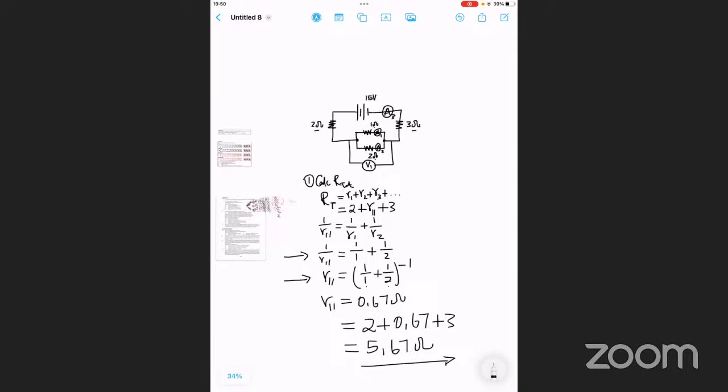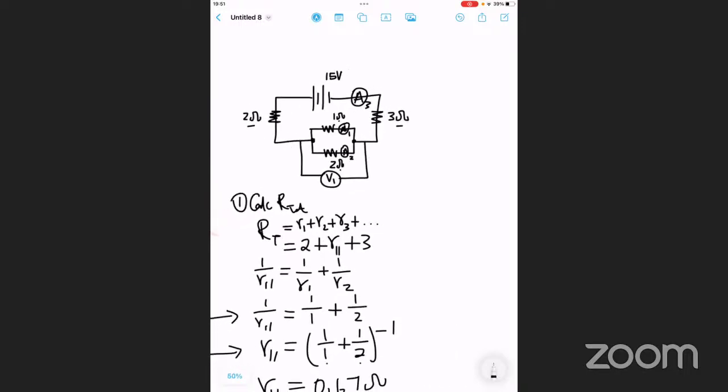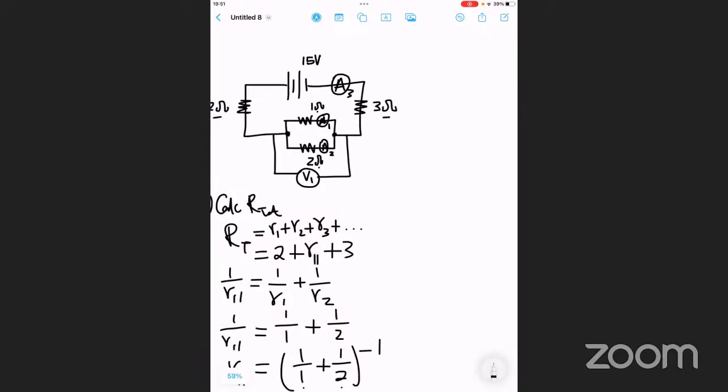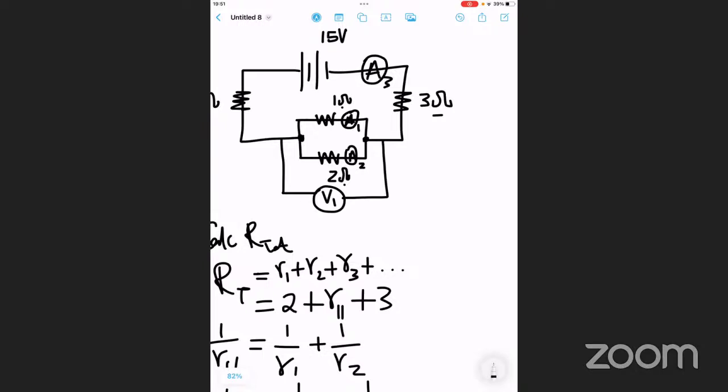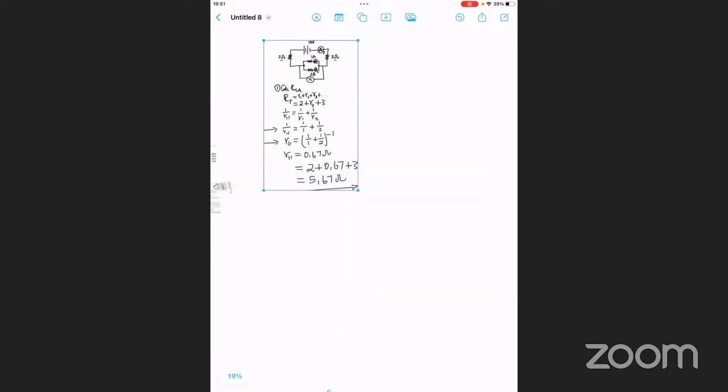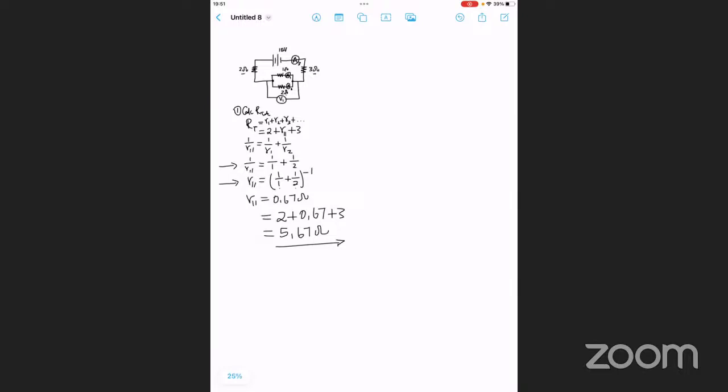So now, the reading on ammeter 1, the reading on ammeter 2, and the reading on ammeter 3. I want to try and relocate this thing. Let's see if I can. Okay, I can separate. It's fine.